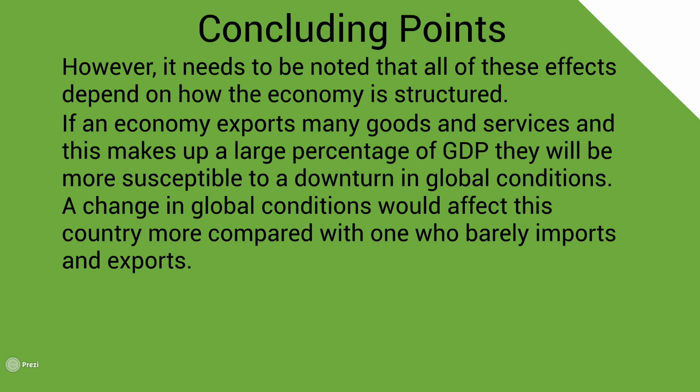This is because a change in global conditions would affect this country more compared with one who barely imports and exports. With an economy that has a large proportion of its GDP made up by exports, a global downturn will cause a massive inward shift of aggregate demand and thus cause the economy to be affected by this global downturn. Whereas if the economy only exported a few goods and services which made up a small percentage of GDP, the inward shift of aggregate demand would be much smaller.